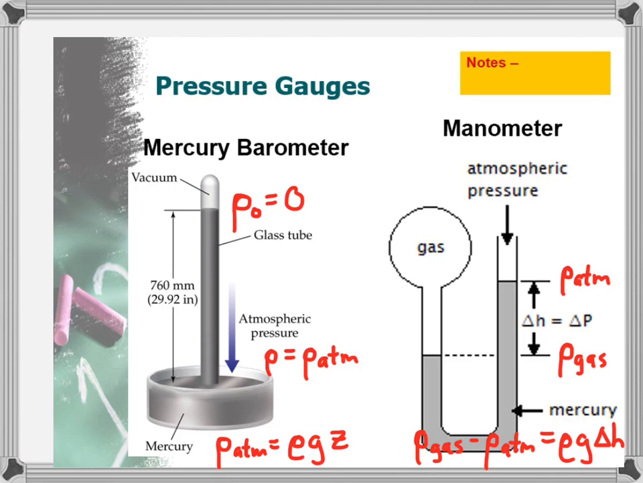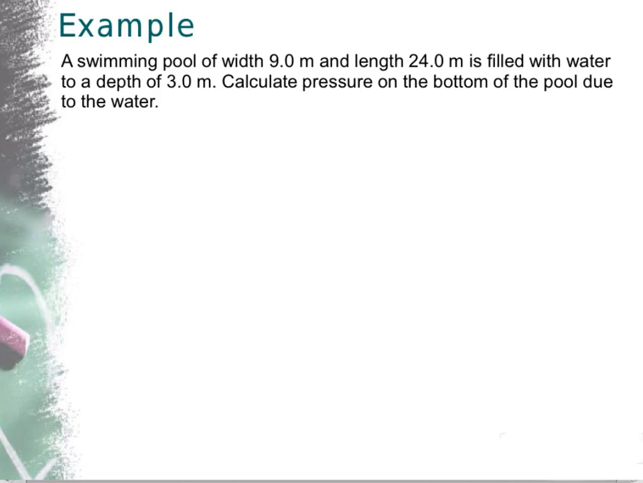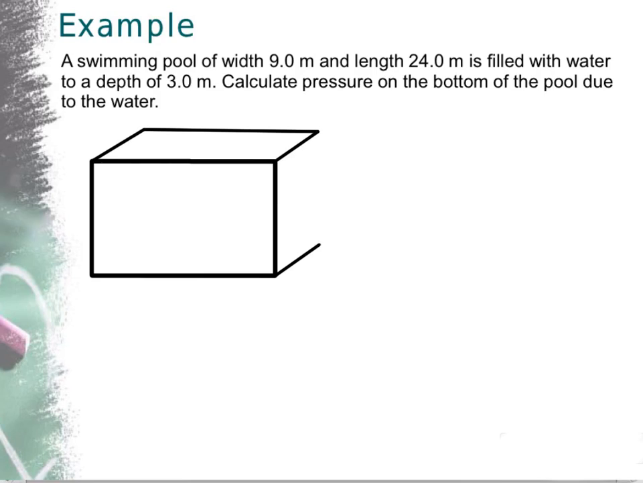So those are two instruments, and they both take advantage of this fact that pressure varies as a function of height or of depth. Let's look at an example of how we could use this to calculate pressure. So let's say that we have a swimming pool, and it has a width of 9 meters and a length of 24 meters, and we fill it with water to a depth of 3 meters. So let's put those dimensions on here. And we're being asked to calculate the pressure on the bottom of the pool due to this column of water.